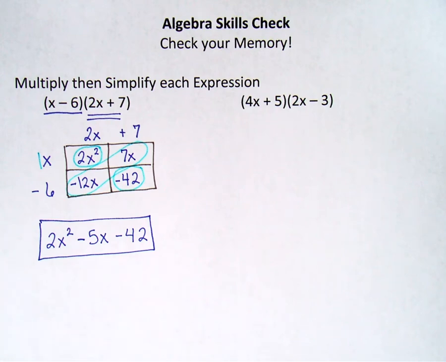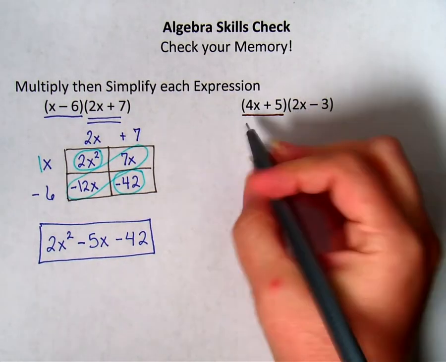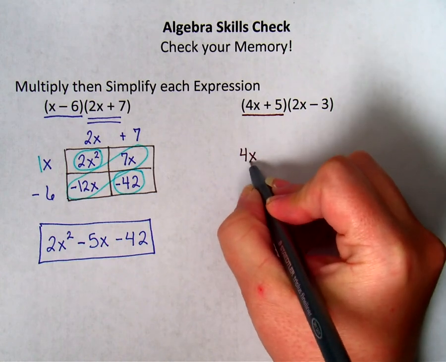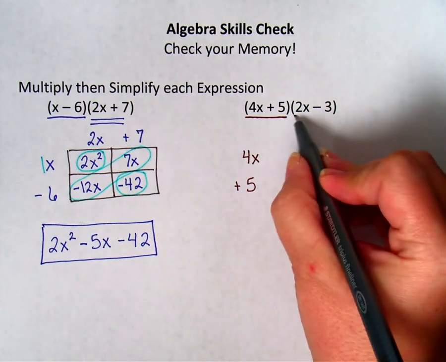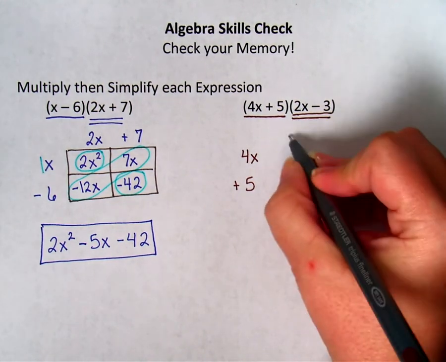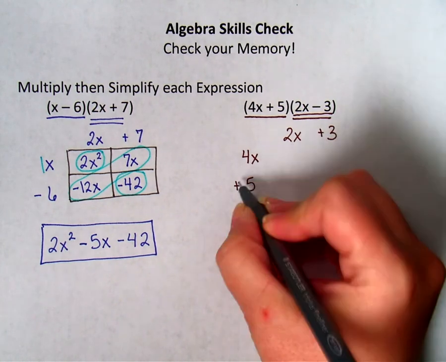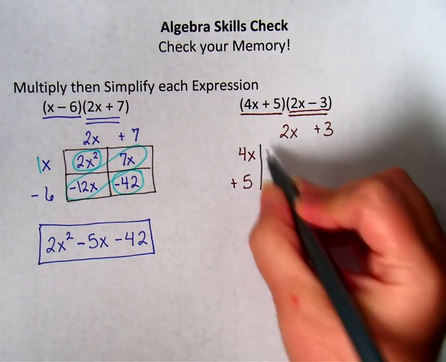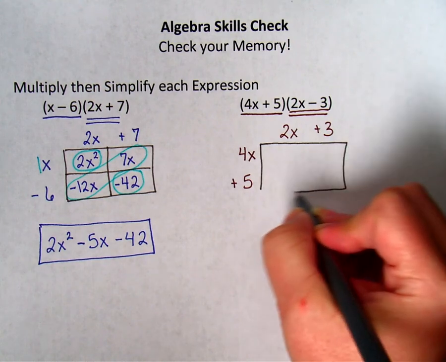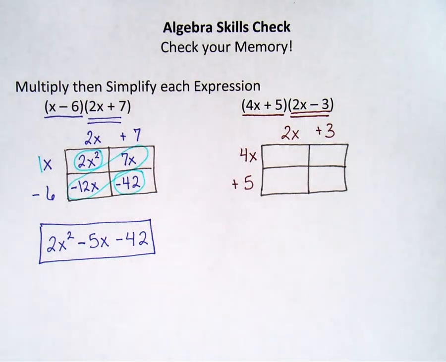All right, so when I look at the next one, 4x plus 5 times 2x plus 3. So my first binomial is 4x plus 5. And my second polynomial or binomial is 2x plus 3. Notice I keep the sign with the number that it's right in front of. Okay, so now I'm going to make my box. Okay, then we're going to go ahead and multiply.